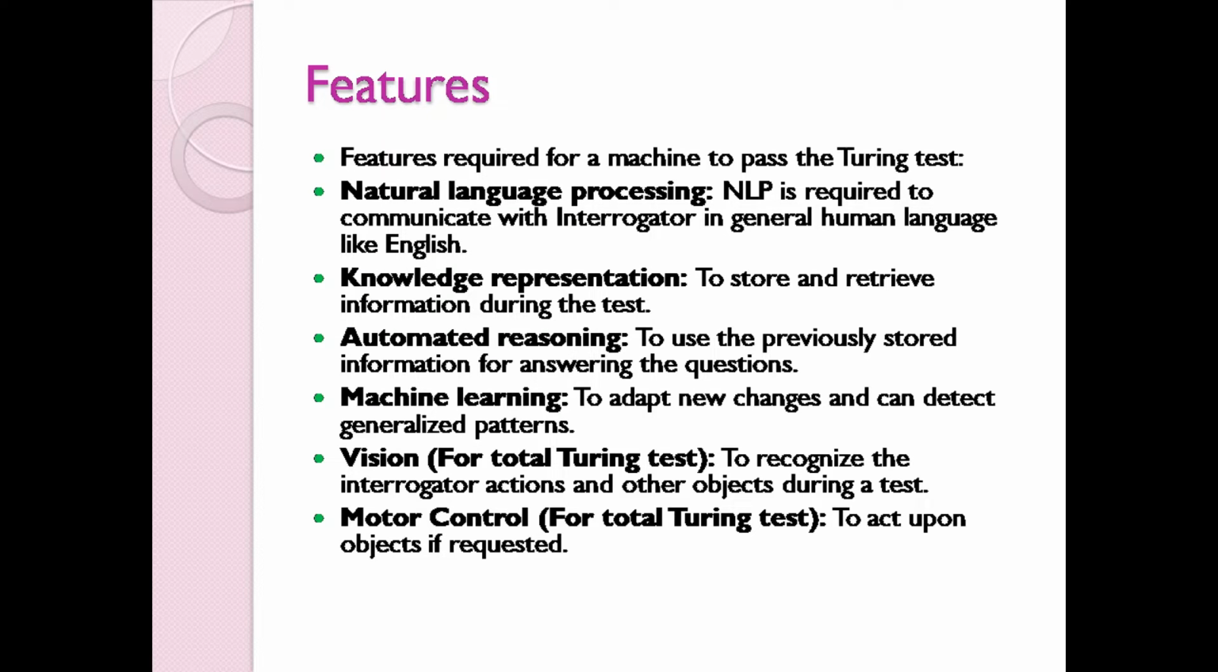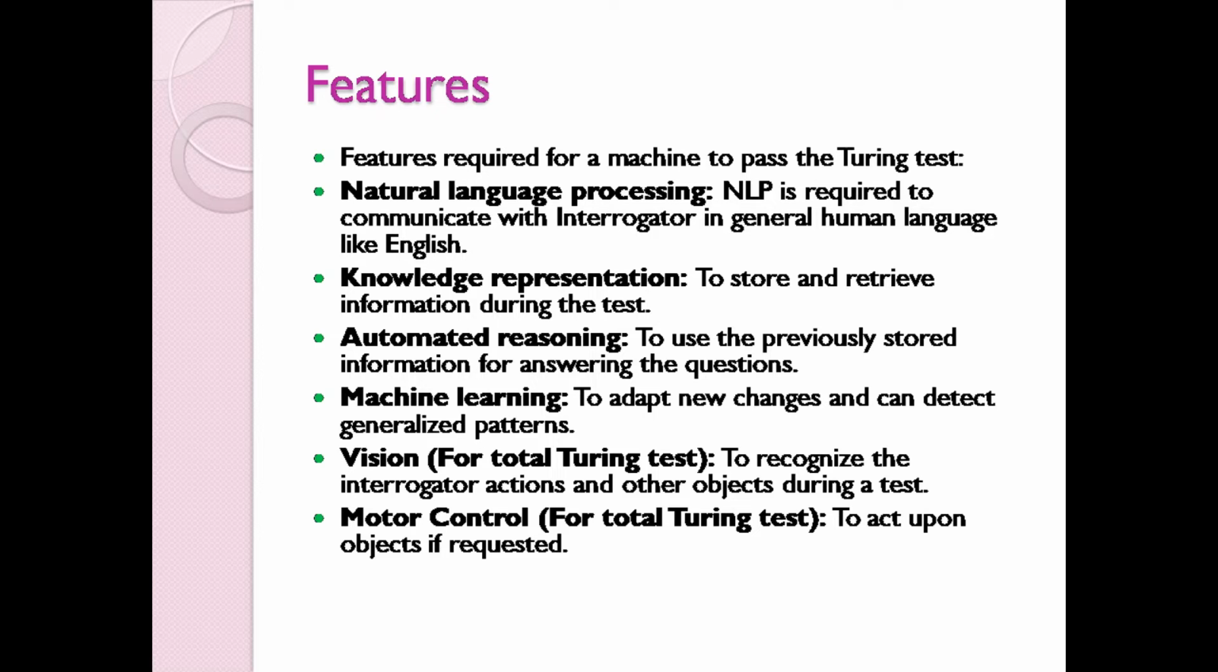To evaluate this, the features that the Turing test involves are: natural language processing, knowledge representation, automated reasoning, machine learning, vision, and motor control. As you know, artificial intelligence involves various features, and these are all the features involved in the machine that is going to participate in the Turing test.